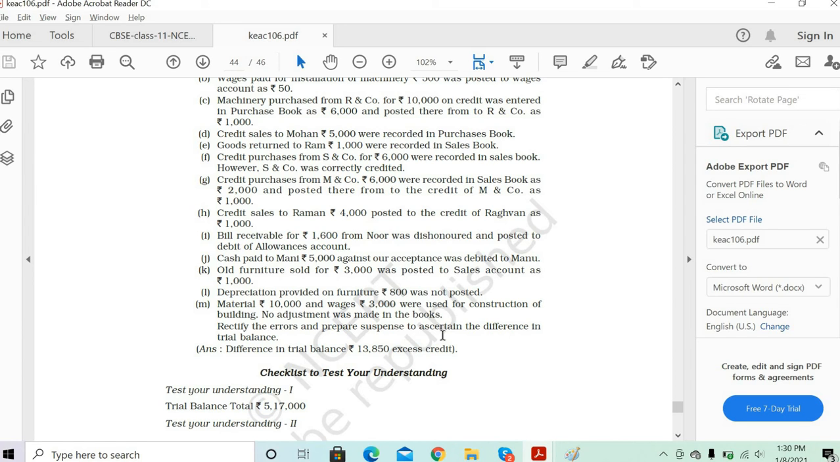Now, how to correct it? Basically, Raman is debited by 4,000. Yeah, and even the sales account is getting credited by 4,000 and Raghuvan is also getting credited by 1,000. So ideally, Raman's account you have to debit 4,000, posted to the sales account. Again Raghuvan's account debit 1,000 rupees, posted to the sales account. Correct, no? But since the money has not come, we don't have the sales account right now because it's a credit sale. But the entry was made, so that total amount has to go to the suspense account then.